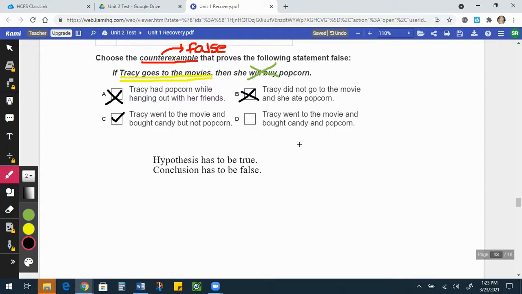All right, but we got to check out D just to make sure that Miss Ratliff didn't mess up. Tracy went to the movie. Yep. She bought candy and popcorn. Y'all, she wasn't allowed to buy popcorn for the counterexample. So D is not correct. The only counterexample for this statement would be Tracy went to the movie and bought candy, but not popcorn. Because that proves this statement up here is false.